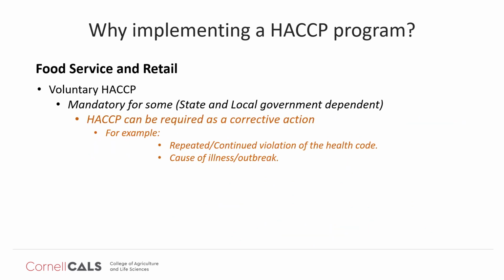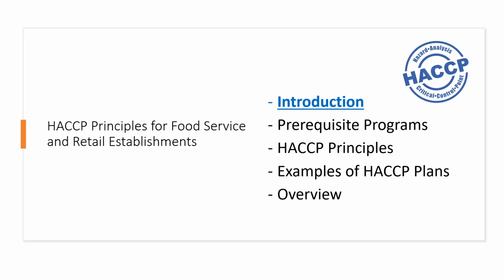Another reason for making HACCP mandatory for some establishments is when the state or local authority sees this as a necessary step for assuring the safety of the food that the establishment is making. For example, repeated or continued violations of the health code. For example, if an establishment caused a foodborne illness or an outbreak, having them build a HACCP plan can help them establish back control over the food safety hazards before they open again for business. And with this, we finished our brief introduction, and we move on to prerequisite programs that we said are an important base on which HACCP is built.